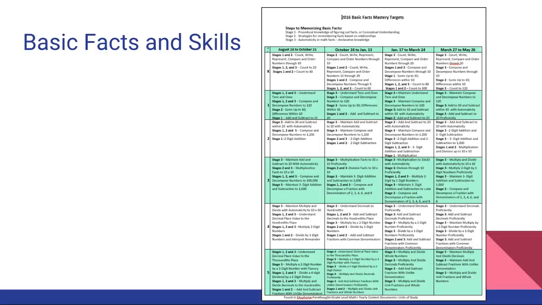And we know in grade 3, we have to know our multiplication and division facts with automaticity. In grade 2, we need to know our addition and subtraction facts with automaticity. So that is so important. So you'll see that you have your 9 weeks targets for each stage for these facts.